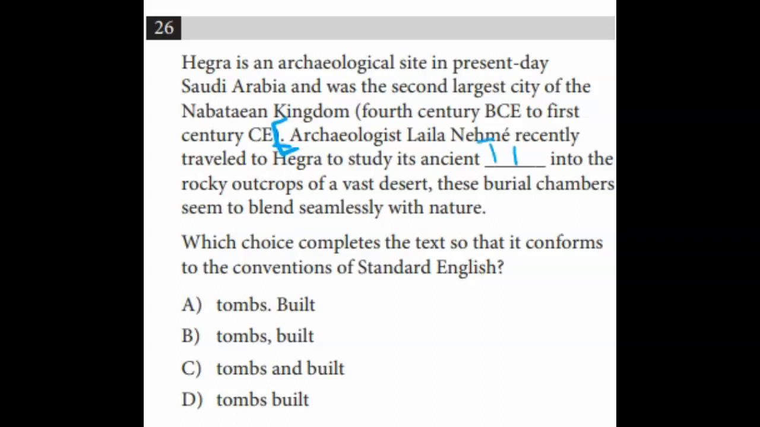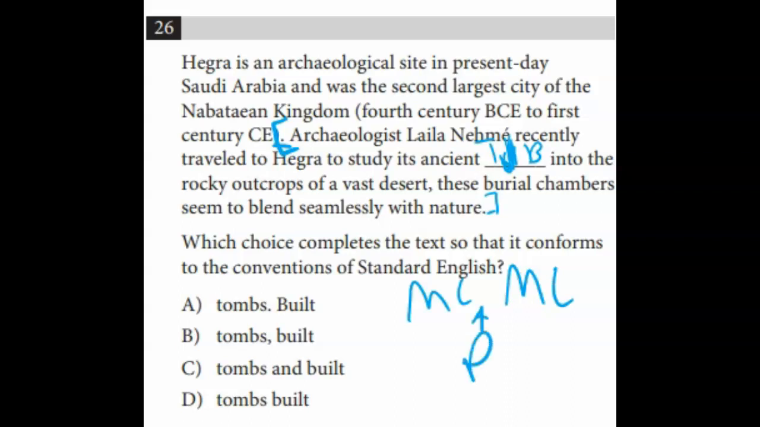So if you put tombs here and built here, both of those sentences can stand on their own. So we can say, "Archaeologist Layla recently traveled to Hegra to study its ancient tombs," period, or whatever punctuation we're going to use. "Built into the rocky outcrops of the vast desert, these burial chambers seem to blend seamlessly with nature." So both of these can stand on their own. So just main clause, main clause.